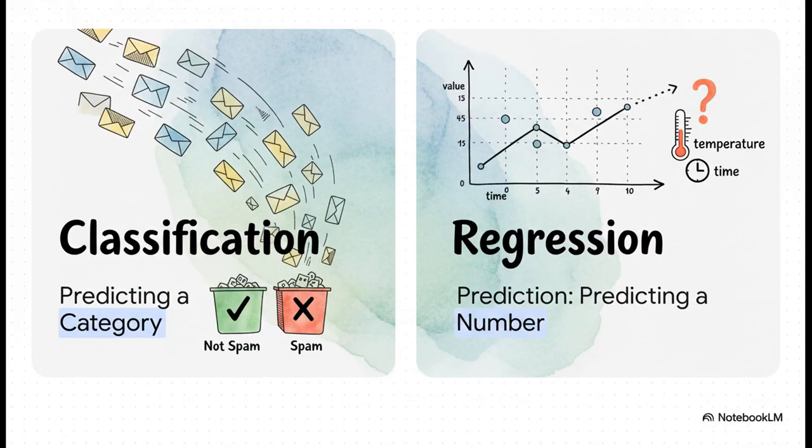prediction. So here's the big secret. Almost every single prediction problem in machine learning boils down to one of two things. On one hand, you have classification. That's all about predicting a category, like spam or not spam. On the other hand, you have regression, which is all about predicting a specific number, like what's the temperature going to be tomorrow? That's it. Is it a category or is it a number? Let's look at the tools for each.